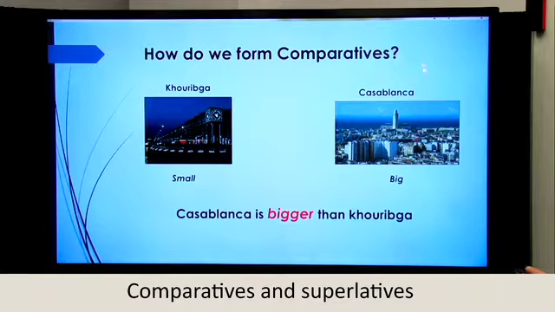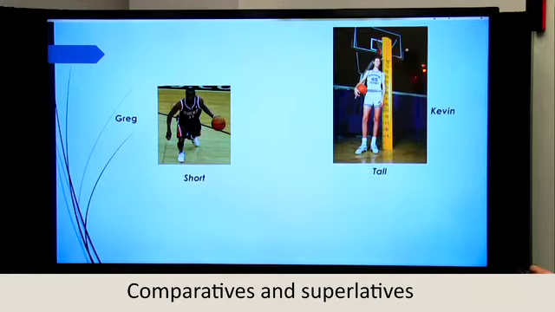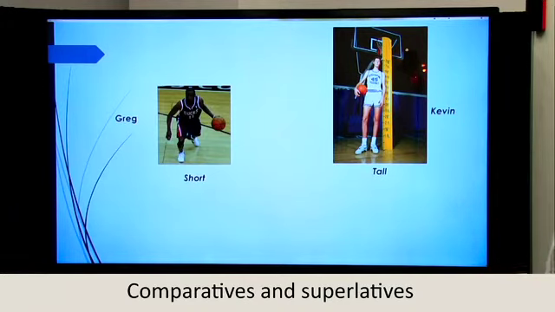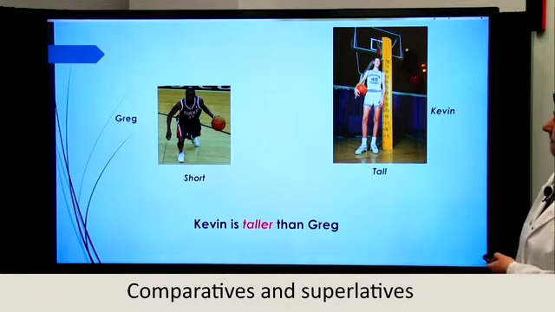Another example, we want to compare these two basketball players. So Kevin is tall, but Greg is short. If we want to compare the two basketball players, we can say Kevin is taller than Greg.